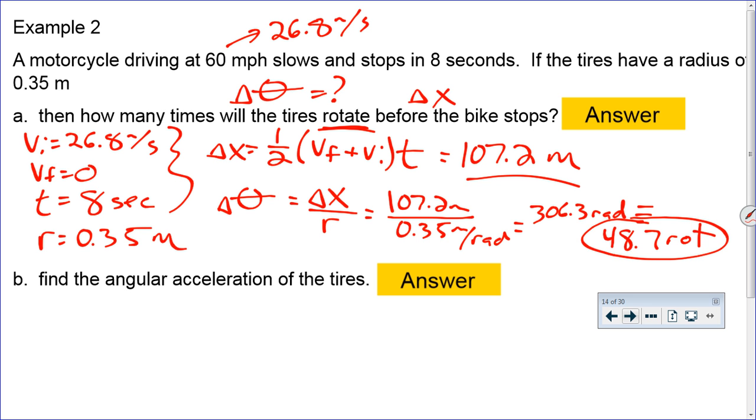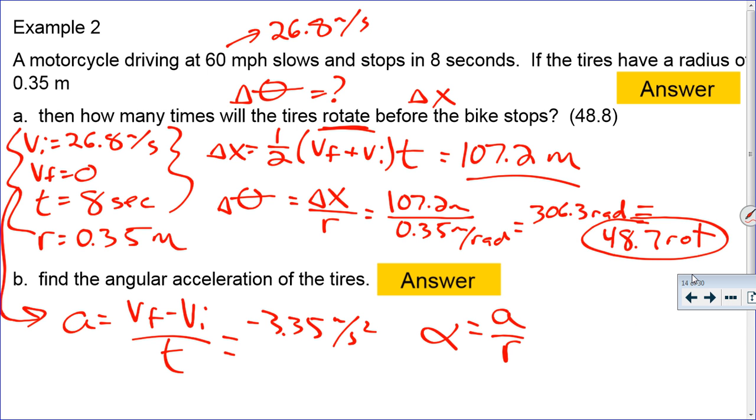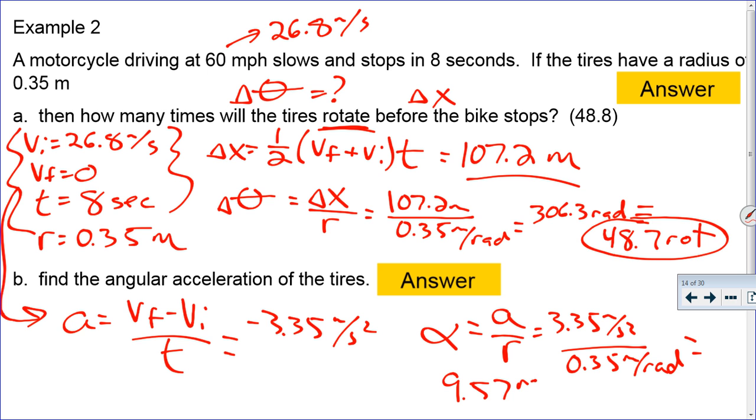Or we could have just taken this and divided it by the circumference. Rounding. Then it wants the angular acceleration of the tires. Let's find the linear acceleration and then jumper it. Acceleration is Vf minus Vi over t. We know our Vf, our Vi, and our t, so we get an acceleration of negative 3.35 meters per second squared. Then alpha is a over r, which is 3.35 meters per second squared over 0.35 meters per radian, and you get 9.57 radians per second squared.